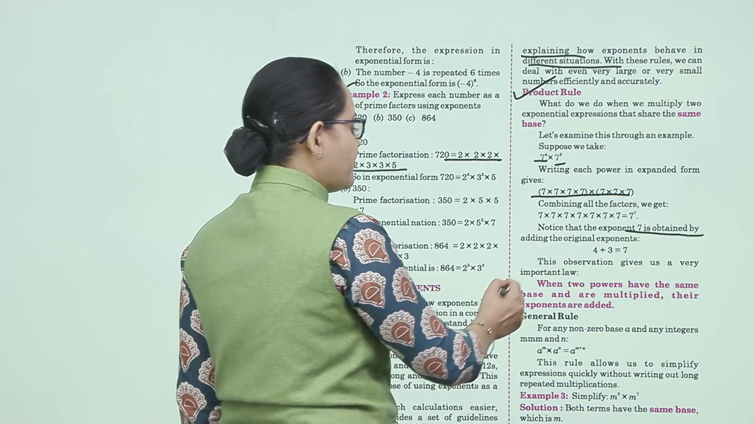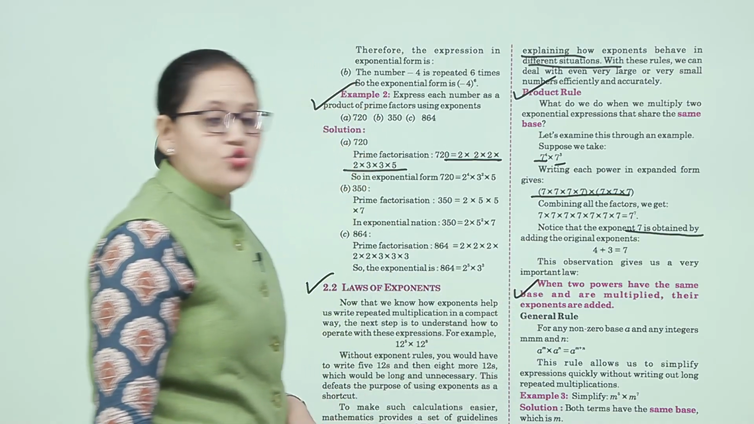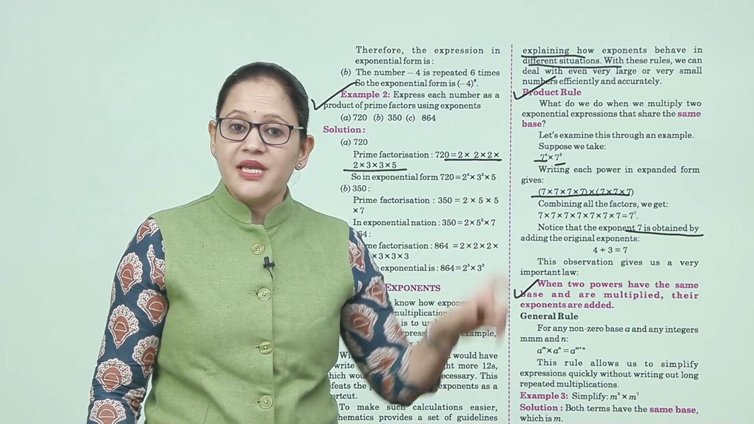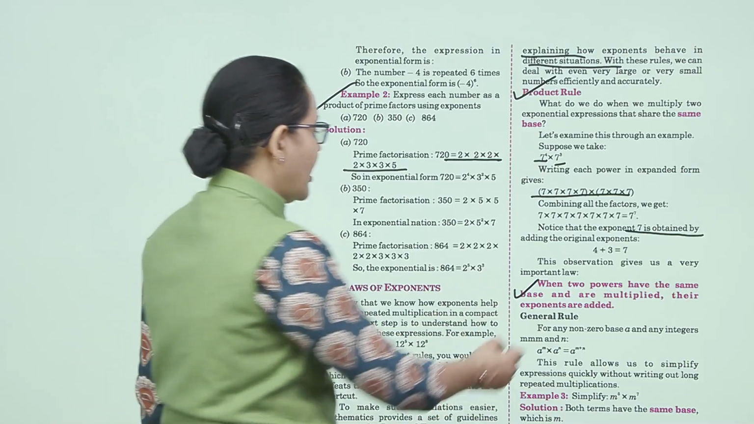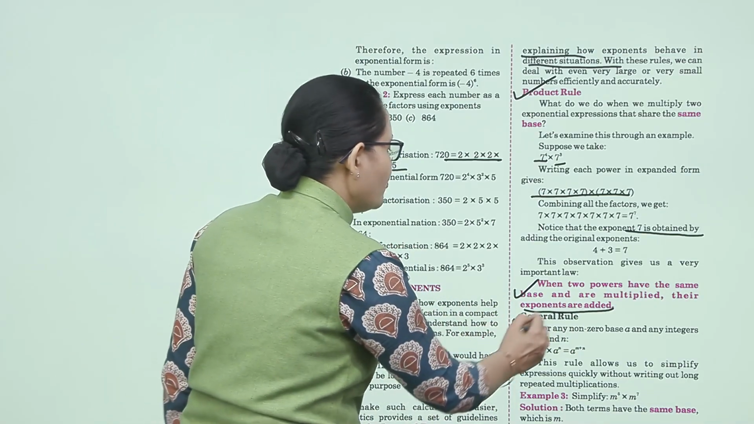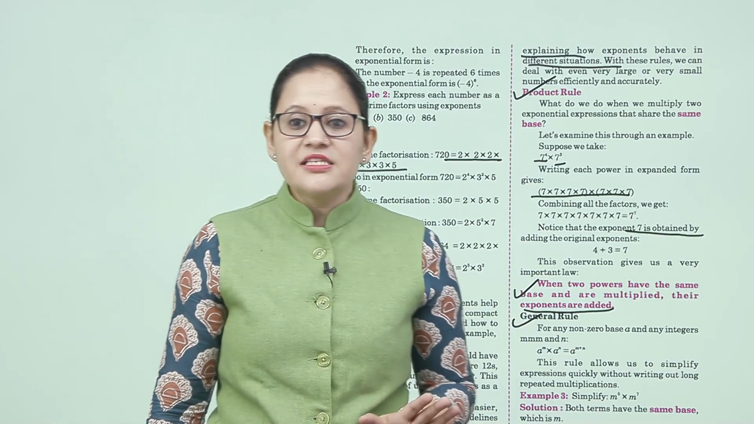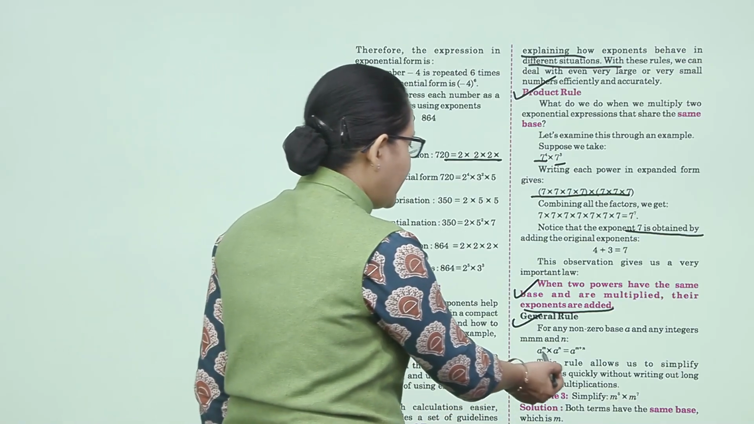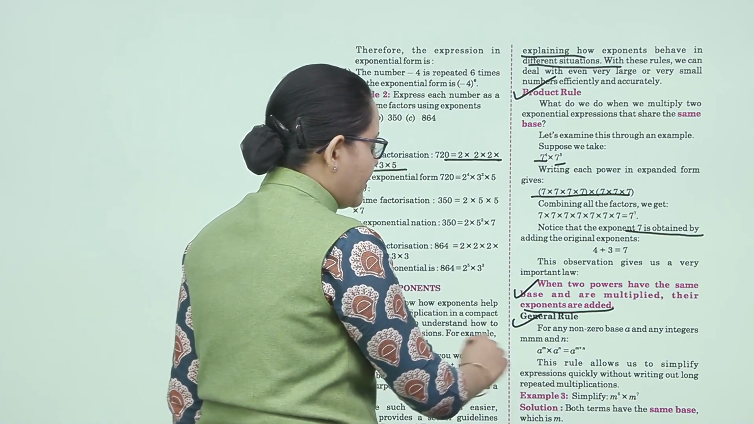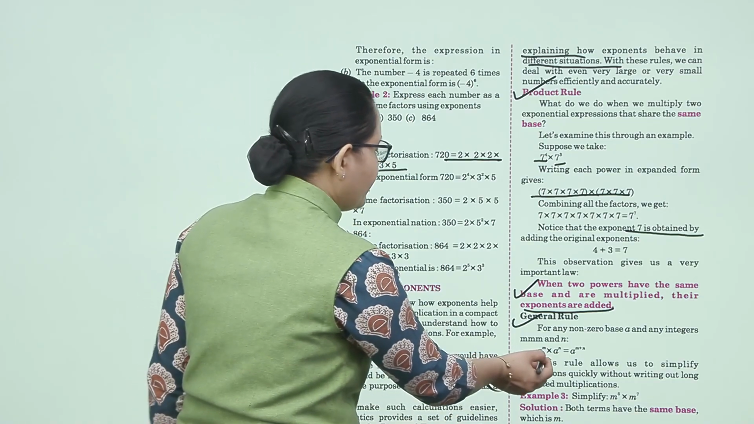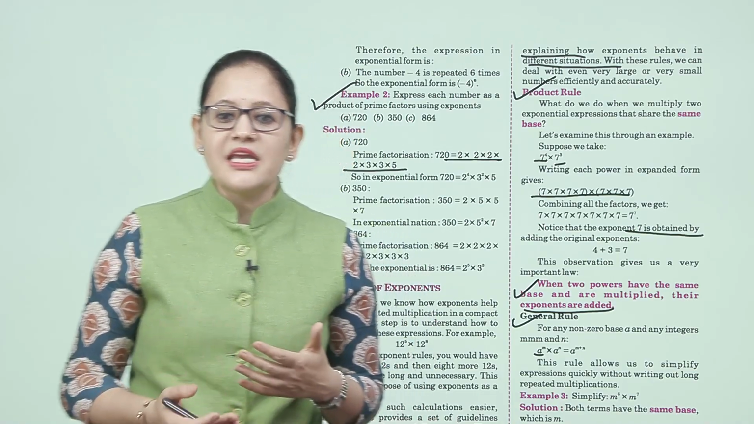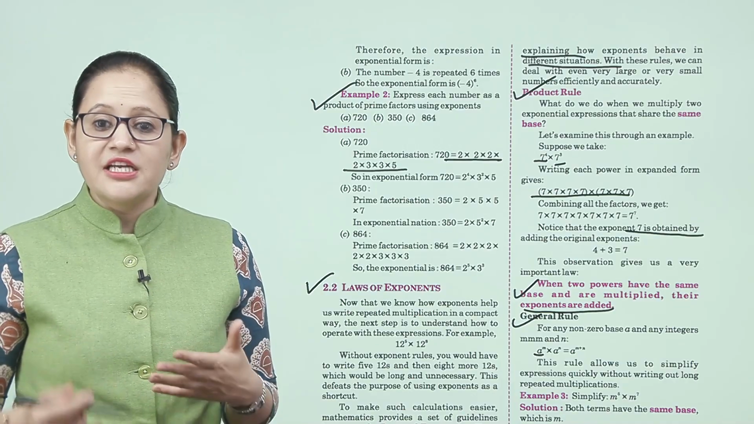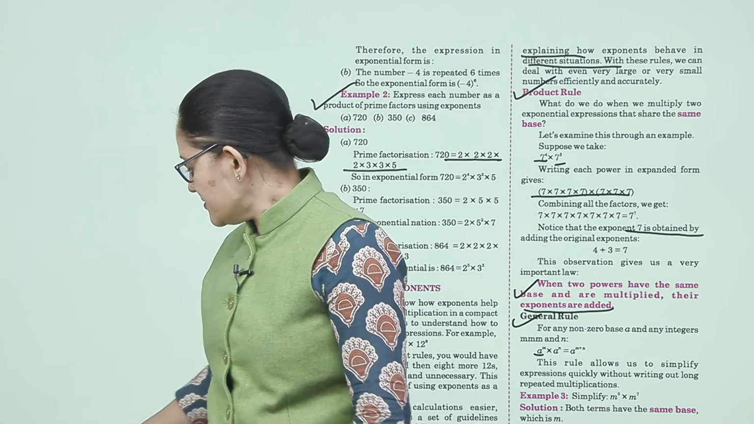So this observation gives us a very important law. When two powers have the same base and are multiplied, their exponents are added. We will add the exponents. General rule for any non-zero base a and any integers m and n: a to the power m multiplied by a to the power n. Here we are multiplying, the base is the same, so we will add the powers: a to the power m plus n. This rule allows us to simplify expressions quickly without writing out long repeated multiplication.